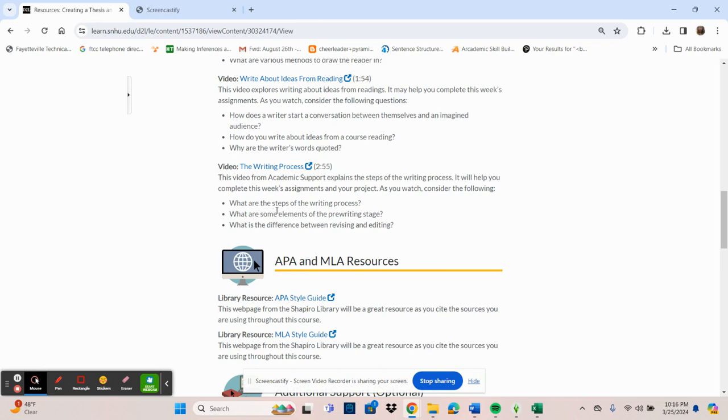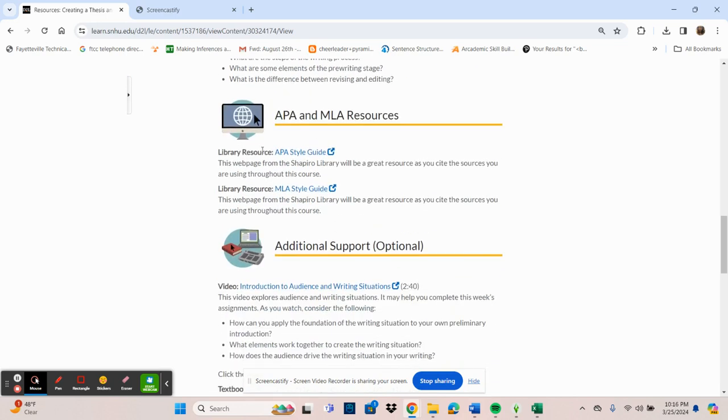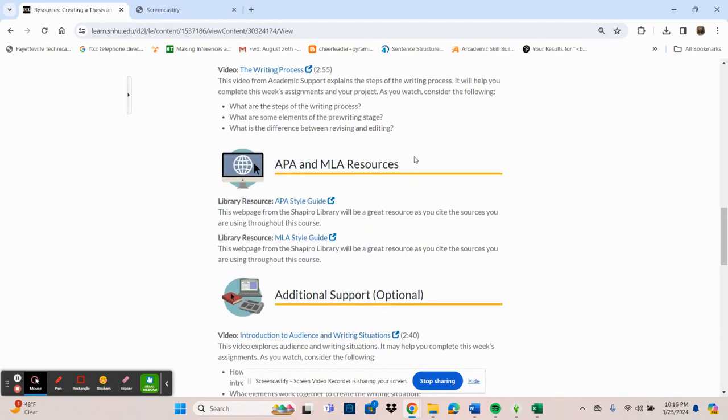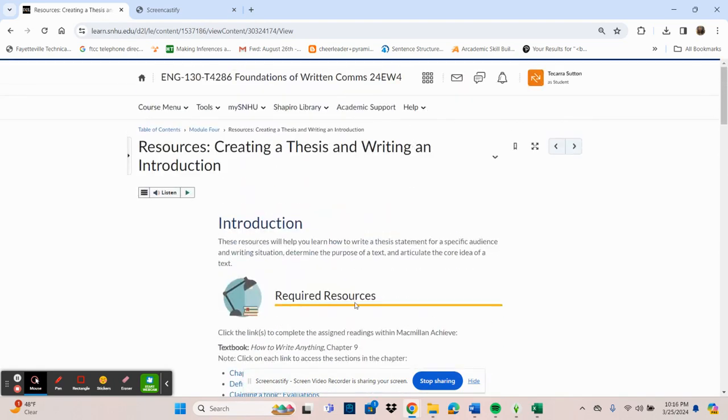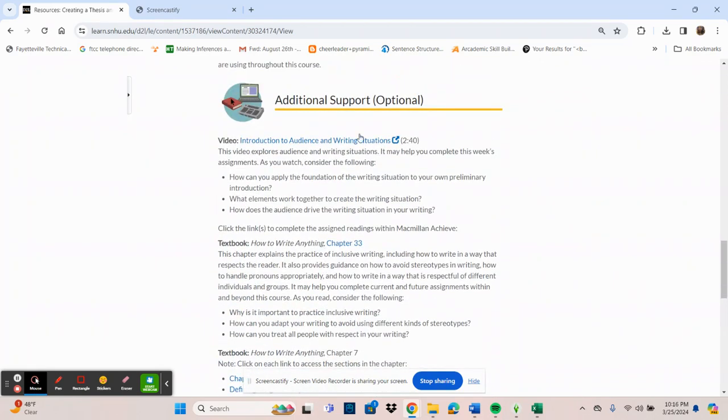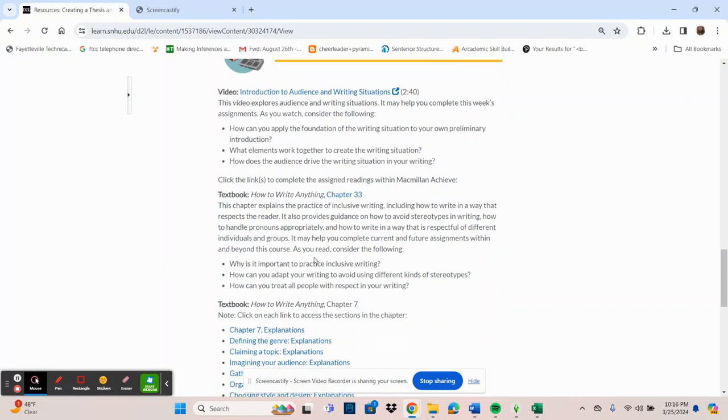It also discusses the differences between revising and editing, because contrary to popular belief, they are not the same thing. And also you have an APA style guide link here, you have an MLA style link here. There's some additional support. It is optional. That means once you've looked at all of this, which is required, if you need more information or you would just like to, you can look at the rest of this. And it's all very valuable.